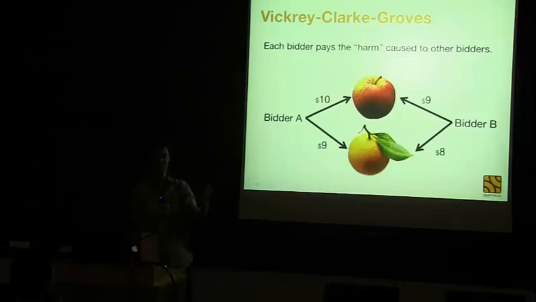So this is why I'm not in academia. I think in terms of apples and oranges, not equations. But here's a very simple example. We have an apple and an orange. We're auctioning off both the apple and the orange. We have two bidders. Bidder A says, I'll pay $10 for the apple, but $9 for the orange.